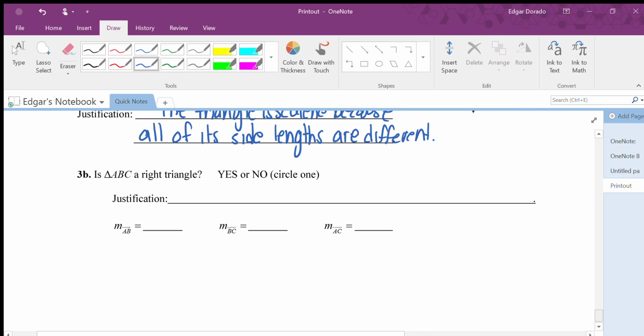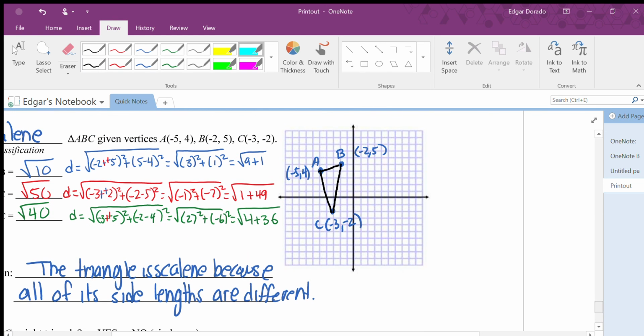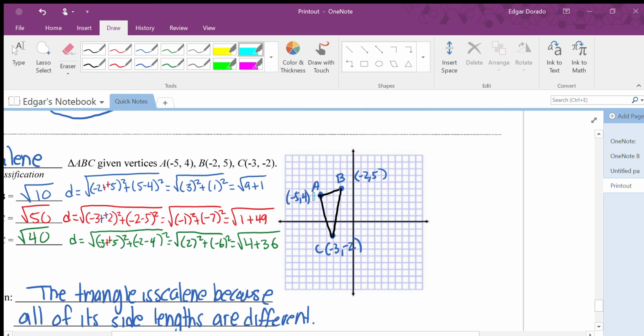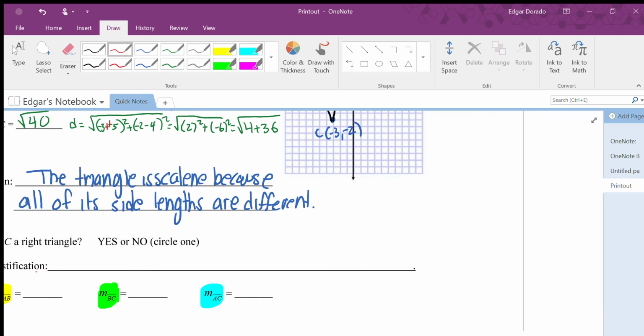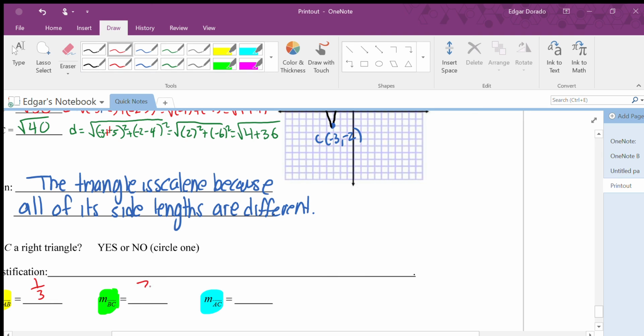It's asking, is this a right triangle? Well, just like before, we have to calculate what all of our slopes are and see if we have any opposite and reciprocal slopes, because right angles happen at perpendicular lines. So the first one it was asking for was AB. So from A to B, I go up 1, right 3. For BC, I go up 1, 2, 3, 4, 5, 6, 7, and to the right 1. FYI, from C to B.